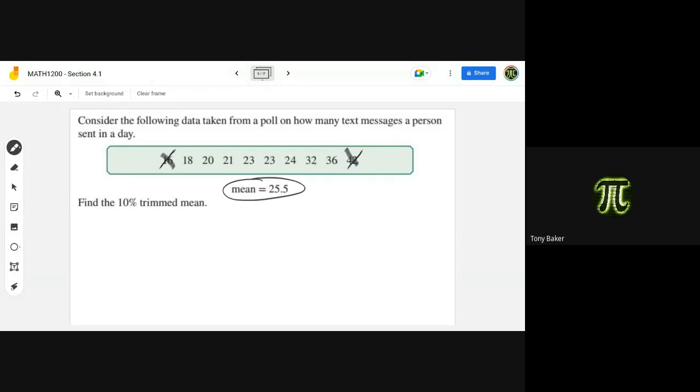If I said 20%, how many numbers would I cut off from both ends? 2. Most of the time when you see trimmed, it's either going to be 10 or 20. Most of the time it's 10, just because it's literally just to eliminate the outliers. All right, find me the mean of those numbers. This is not a weighted mean. This is just a straight mean.